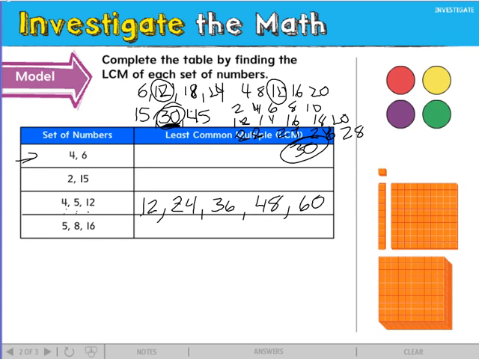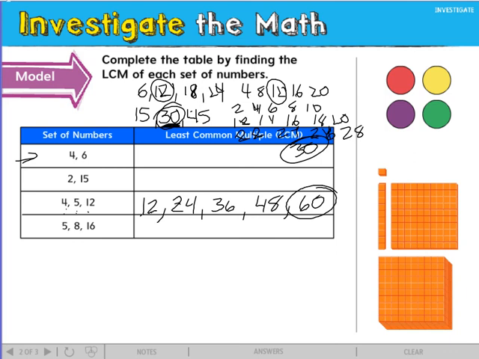What times 4 equals 60? 20. Divide it. So do it in front of you right now. 60 divided by 4 is 15. So 4 does go into 60. Does 5 go into 60? Yeah. So our least common multiple is 60.